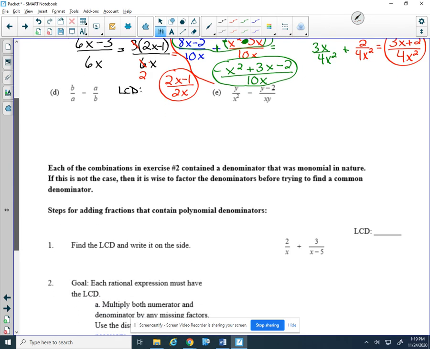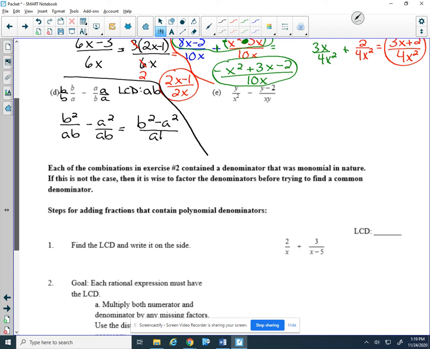My LCD is A and B, so AB. My first fraction is missing the B in the denominator, and my second fraction is missing the A. So we get B squared over AB minus A squared over AB, which is B squared minus A squared over AB. I could factor the numerator into B plus A, B minus A, but that would not cancel with AB. So I'm just going to leave the problem like this. This is as simplified as it gets.